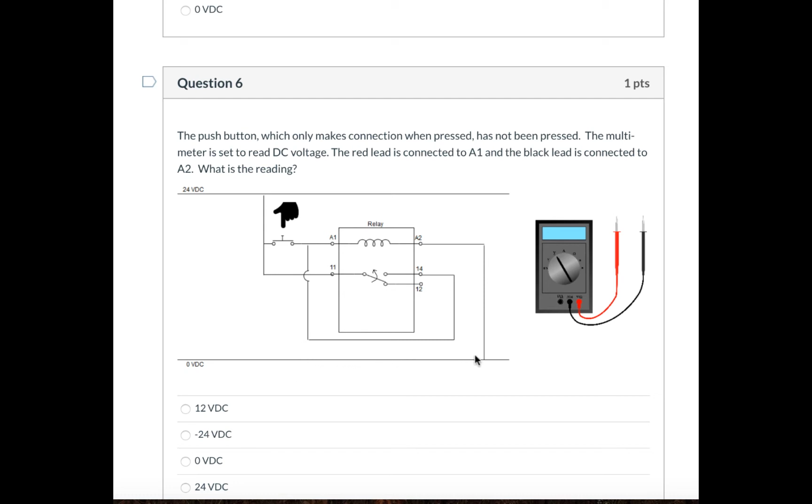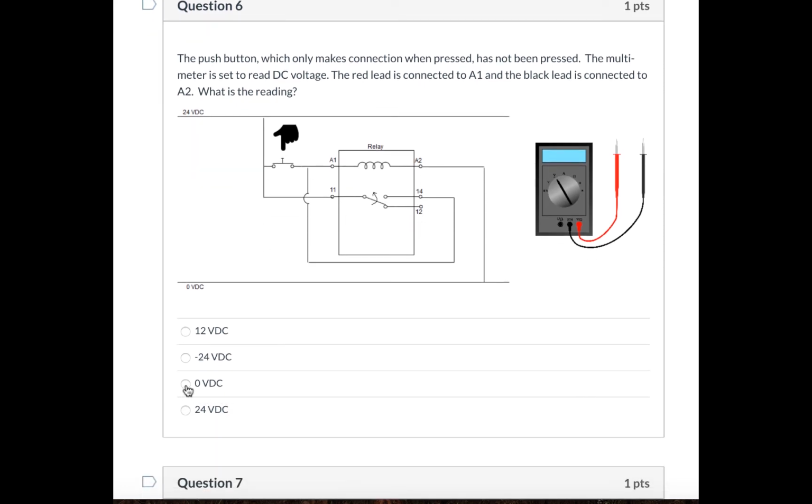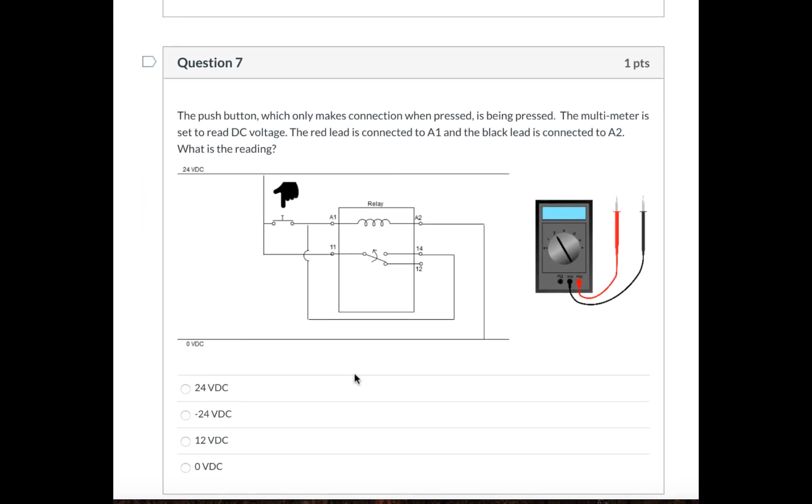So if I look, A2 just has a wire connecting it to ground. The voltage here is 0. This is the coil of wire in the relay. Because there is no current flow through that coil, the voltage here is the same as the voltage here. They're both 0. A1 and A2 are both 0. The difference between them is 0. 0 volts DC.